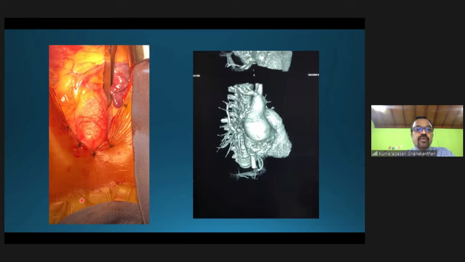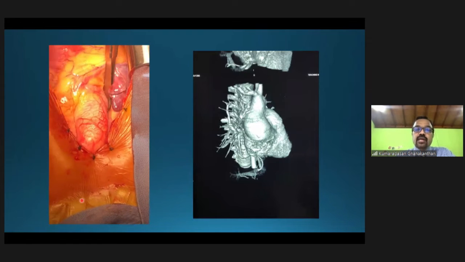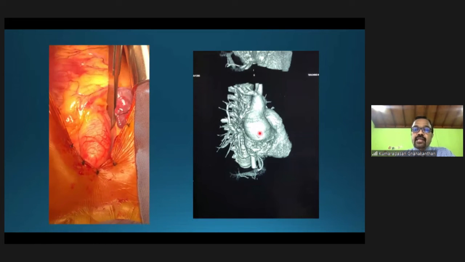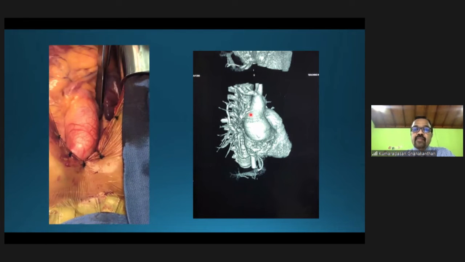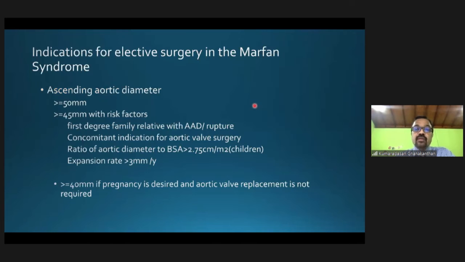So here you can see these are the two pictures. The aortic root is dilated. Here you can see the CT scan: the aortic root and then the proximal ascending aorta are dilated, but the rest of the things are normal.